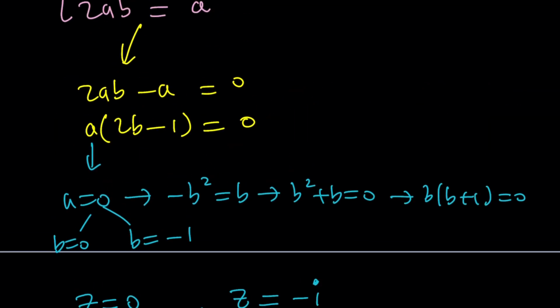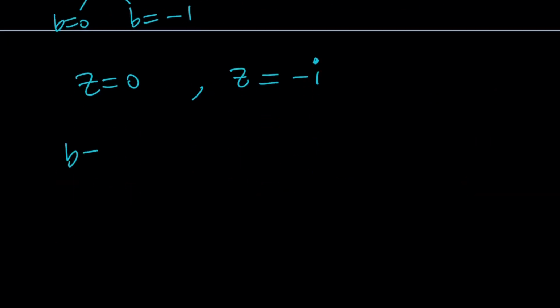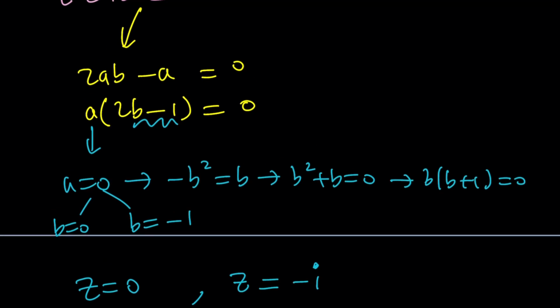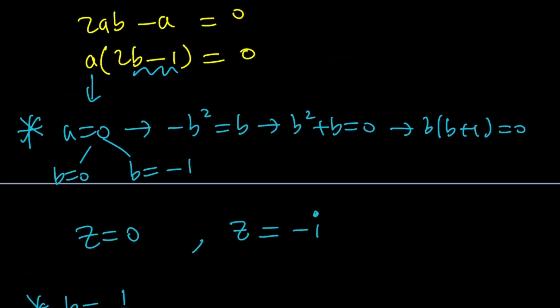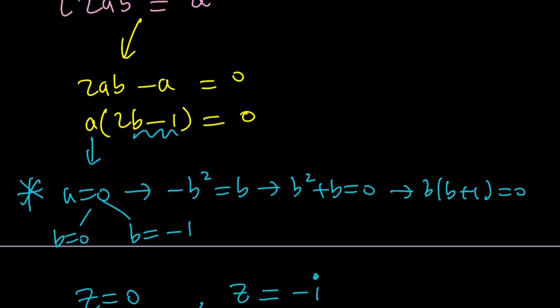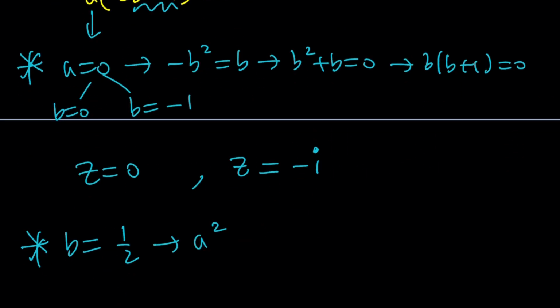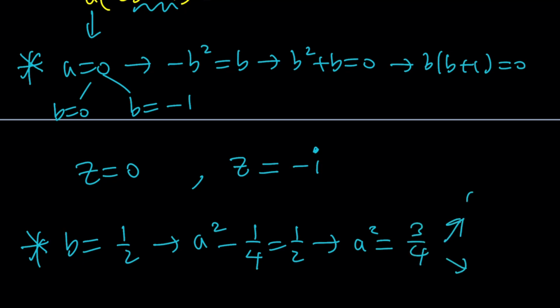Now, what happens with the second factor? 2b minus 1 equals 0. That means b is equal to 1/2. So we can bullet point these to indicate we're solving two cases here. The second case is b equals 1/2. And that implies from the first equation, a^2 minus 1/4 is equal to 1/2. And that implies a^2 is equal to 1/4 plus 2/4, which is 3/4. And that implies two things: a is equal to root 3 over 2, or a is equal to the opposite of that.